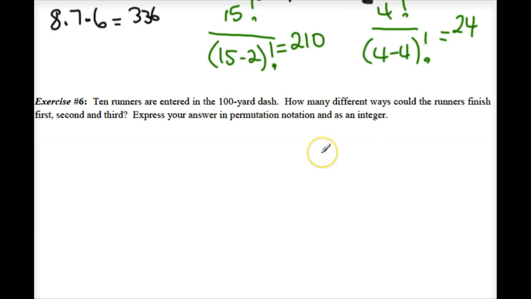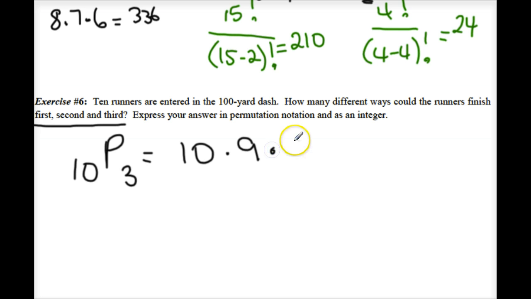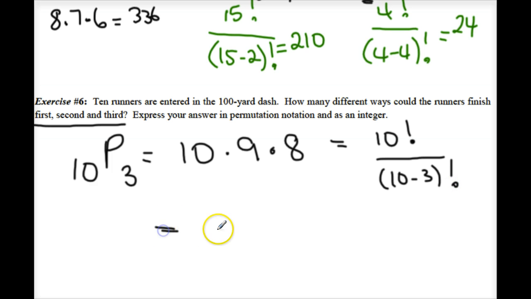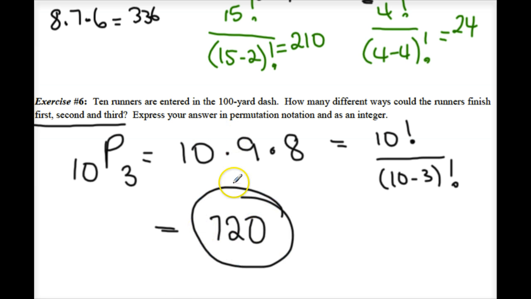Now let's look at our last example, which is exercise 6 for today. It says 10 runners are entered into a 100-yard dash. How many different ways could the runners finish first, second, and third? Express your answer in permutation notation and as an integer. So there are how many runners? 10 runners, and it's a permutation. First, second, third, so that's 3 choices. So this means 10 times 9 times 8. Remember, this is the same thing as 10 factorial over 10 minus 3 factorial. All of this will give you 720 as your final answer.